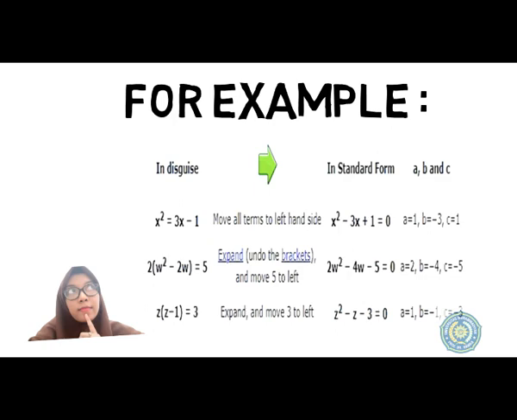z brackets z minus 1 equal to 3. Expand and move 3 to the left: z squared minus z minus 3 equal to 0. A is 1, b is minus 1, and c is minus 3.